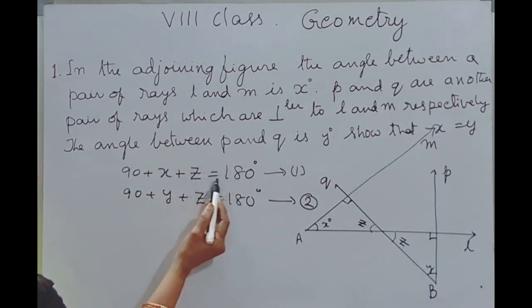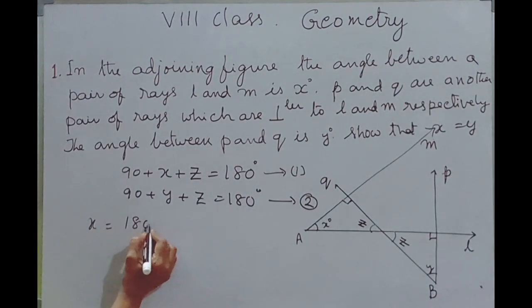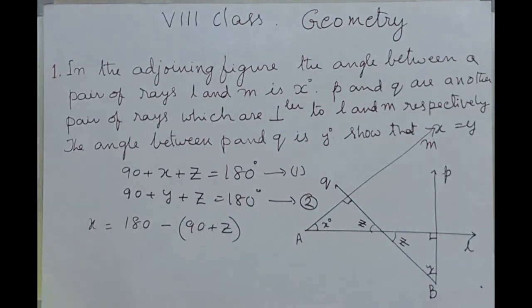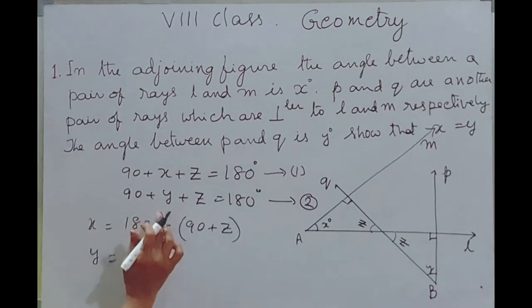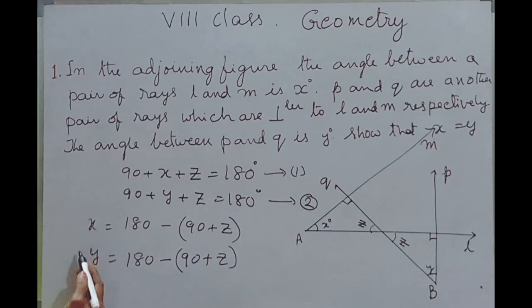90 plus x plus z is equal to 180 degrees. Therefore x is equal to 180 minus (90 plus z) from equation 1. Similarly from equation 2, y is equal to 180 minus (90 plus z). So from these two, 180 minus (90 plus z), 180 minus (90 plus z). Therefore the left hand sides are equal. Therefore x is equal to y.